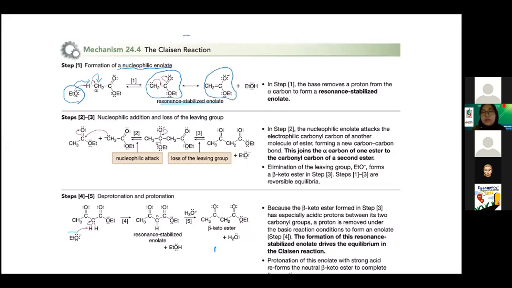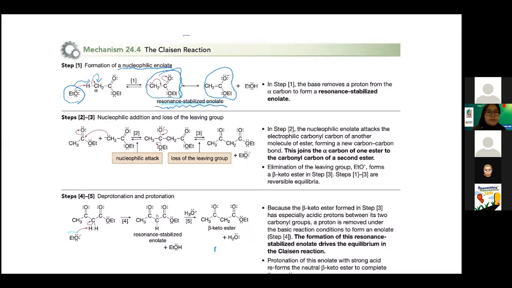This form equilibrates to another form. That's the resonance stabilization of the enolate. We cannot isolate each one; both exist. Yes, this is the first step.